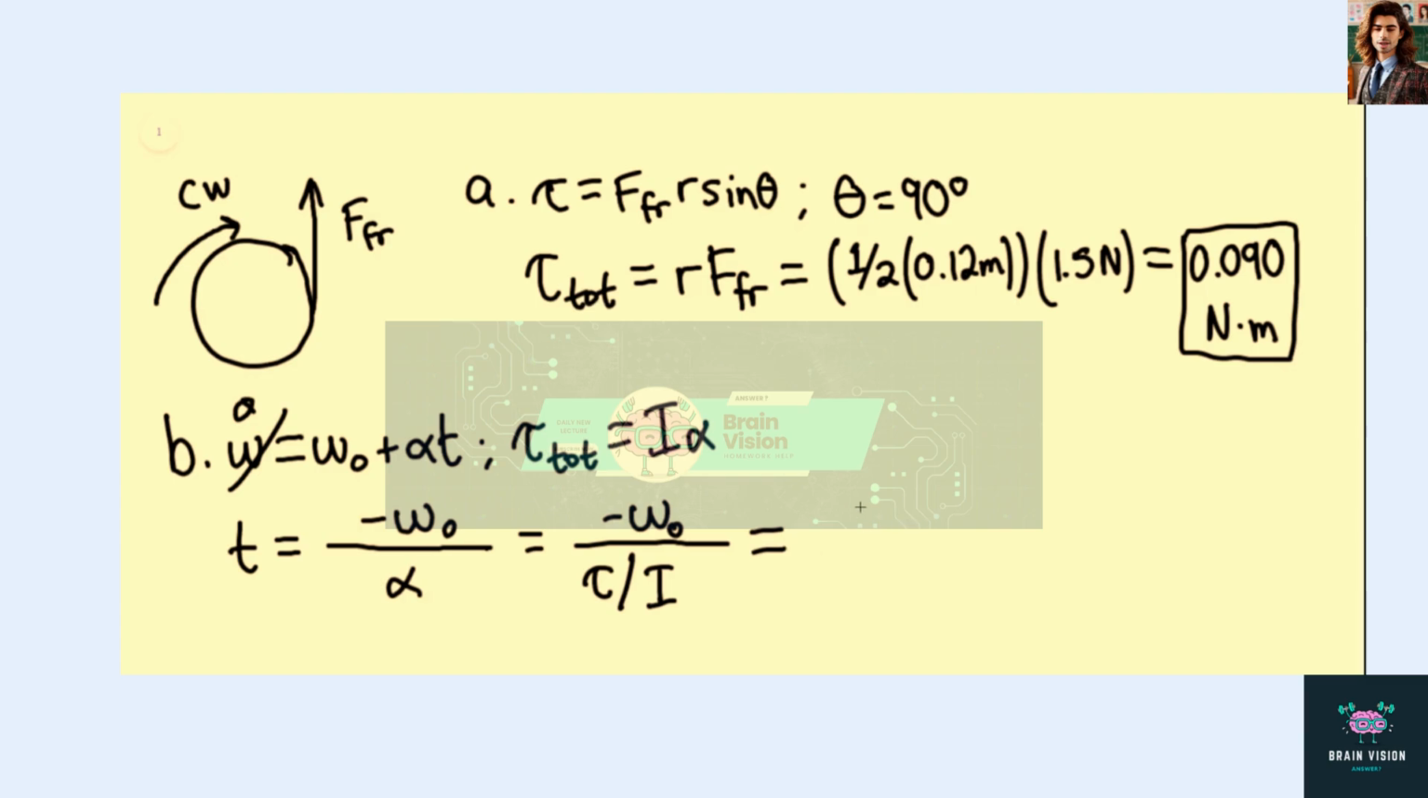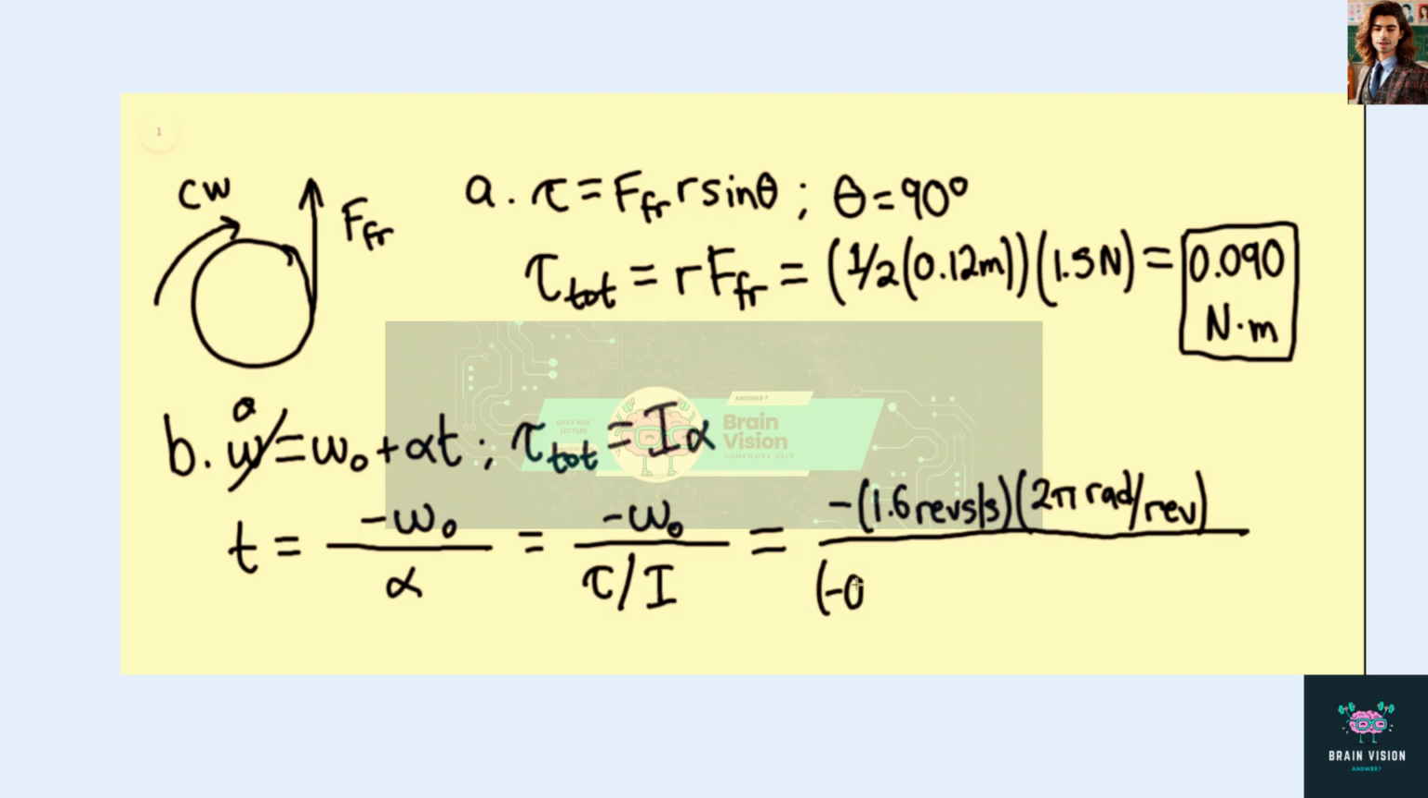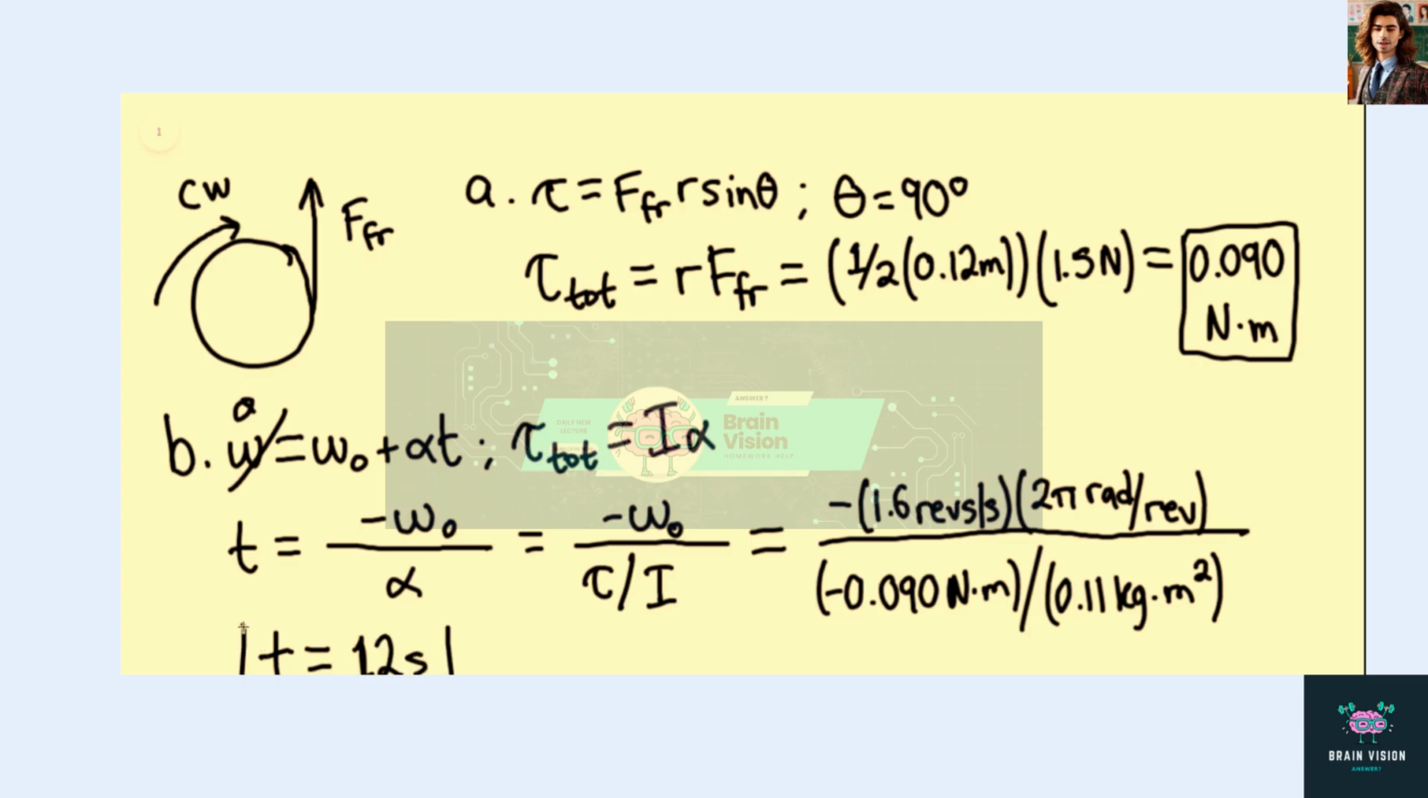And so this would equal negative 1.6 revolutions per second multiplied by 2 pi radians for every revolution, and then this is divided by negative 0.090 Newton meters. Of course, because the torque due to friction would be opposite to the direction of motion, the torque would be negative, and then divided by the moment of inertia, 0.11 kilograms meters squared. And so we find that the time it takes to come to a rest would be approximately 12 seconds. This would be our answer for part B.